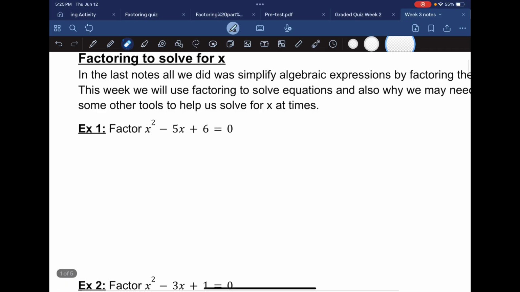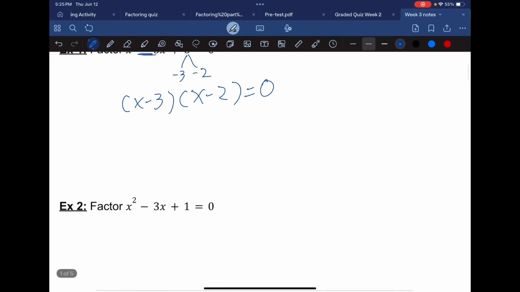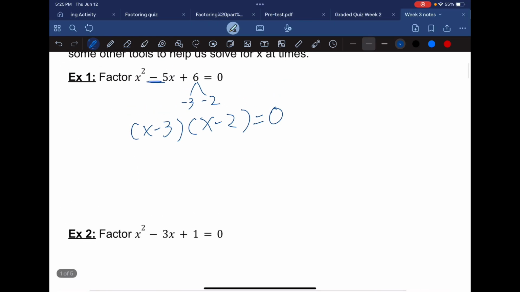So we're looking for factors of 6 that add to negative 5. So we're looking for negative 3 and negative 2. And then we have x minus 3 times x minus 2 equals 0. And then to actually solve for x, only one of these needs to be 0, right? Because if this is 15, but this is 0, you're still getting 0.